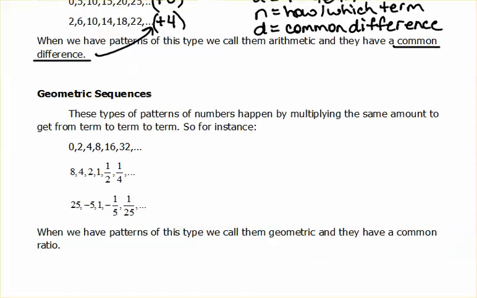Now we also have geometric sequences, and these types of patterns happen by multiplying the same amount to get from term to term to term. So before in arithmetics we were adding.